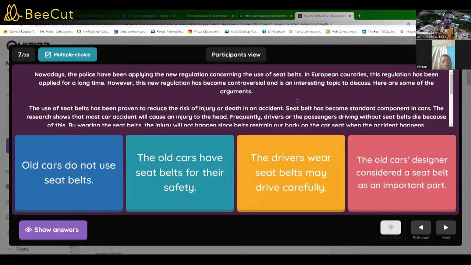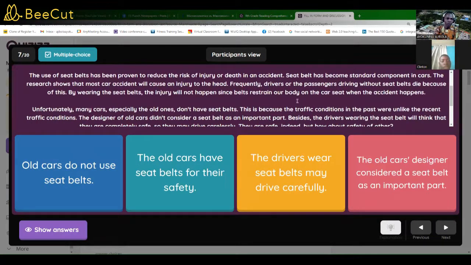So, nowadays, the police have been applying the new regulation concerning the use of seatbelts. In European countries, this regulation has been applied for a long time. However, this new regulation has become controversial and is an interesting topic to discuss. Here are some of the arguments. The use of seatbelt has been proven to reduce the risk of injury or death in an accident. Seatbelt has become standard component in cars. The research shows that most car accidents will cause an injury to the head. Frequently, drivers or the passengers driving without seatbelts die because of this.